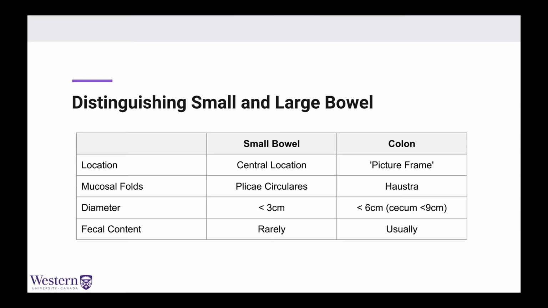So some of the principles that we use to distinguish small and large bowel, obviously including central versus that picture frame location. We look very closely at the mucosal folds. There are two terms there, plica circularis and haustra. I'll show you some images of that coming up next. As well, small and large bowel have different diameters, usually around 3 centimeters or less for small bowel, and between 6 and 9 centimeters for the colon. Finally, fecal content is very rarely going to be present in small bowel and usually indicates pathology, whereas for large bowel, there's always going to be some element of fecal content present.